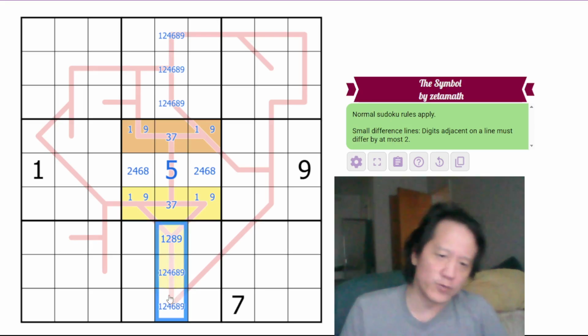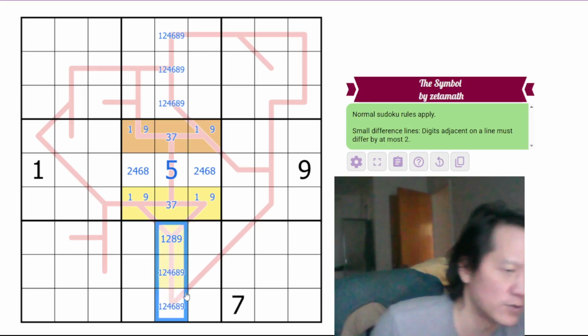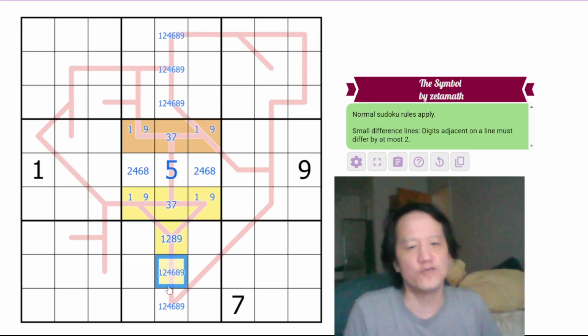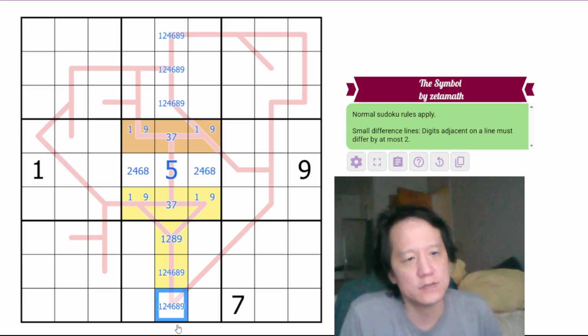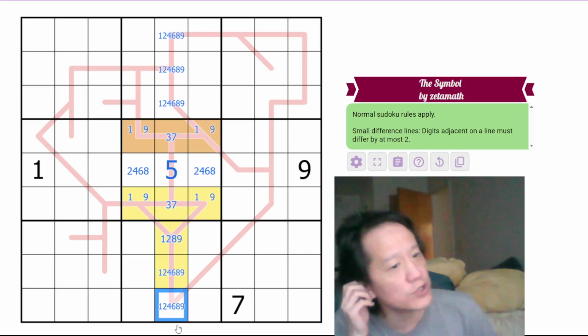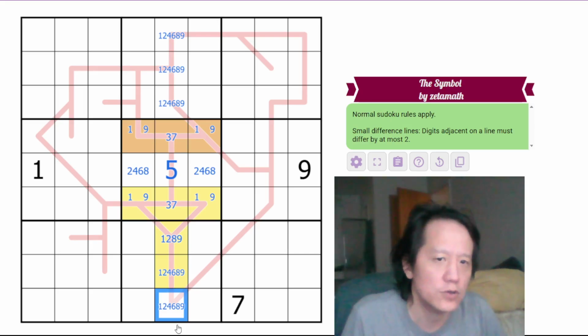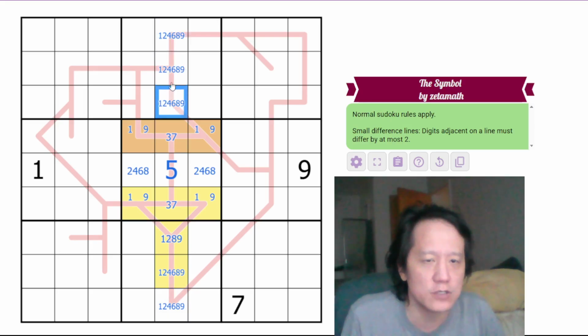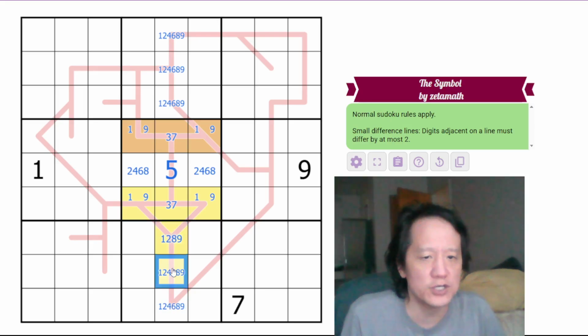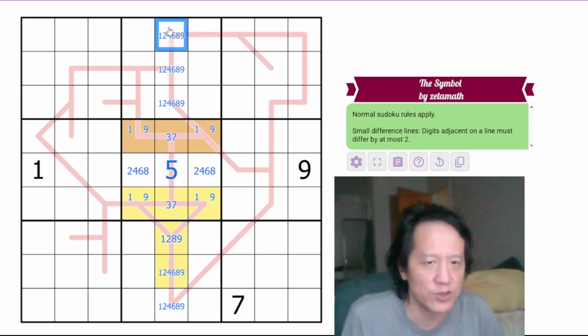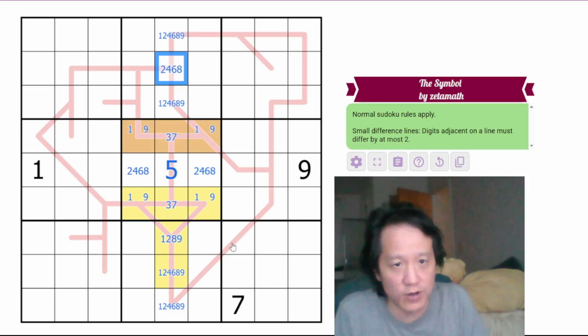I don't think this can ever be 2, 4, 6 either. Say this was 2, 4, and 6. 1 can only be next to one unique digit on this line, in this column, because we already have a 3, 7 pair here. Same with 9, right? So this would be next to 2 unique digits on this small difference line. Same with this. So this can never be 1 or 9 here.